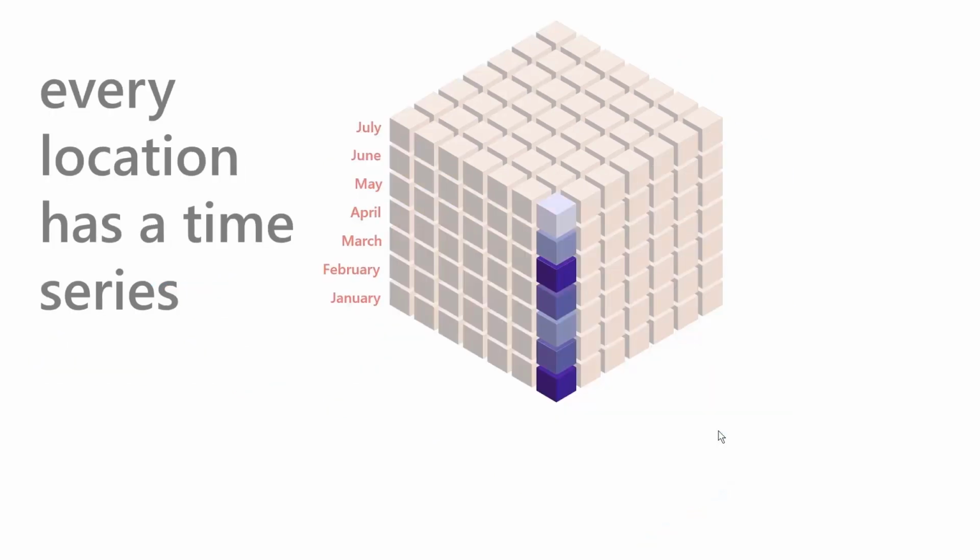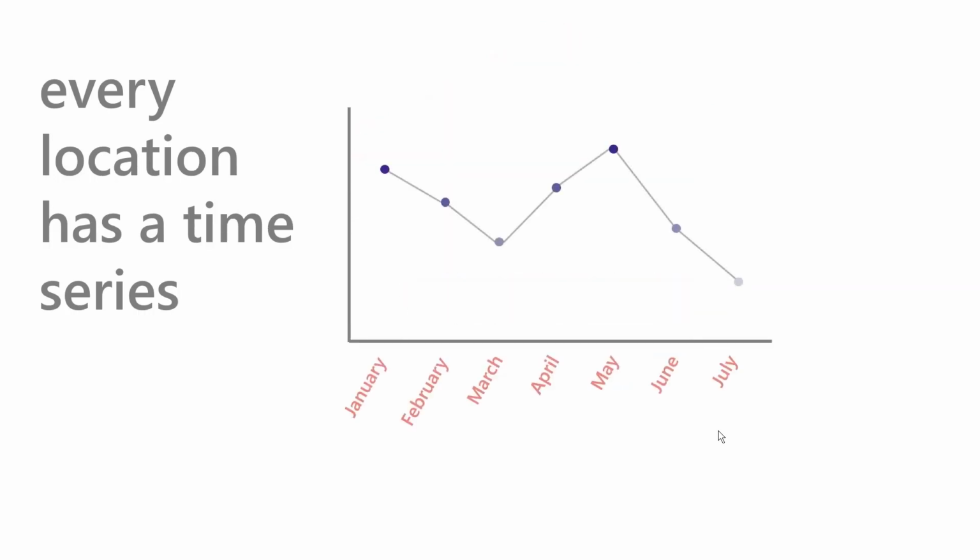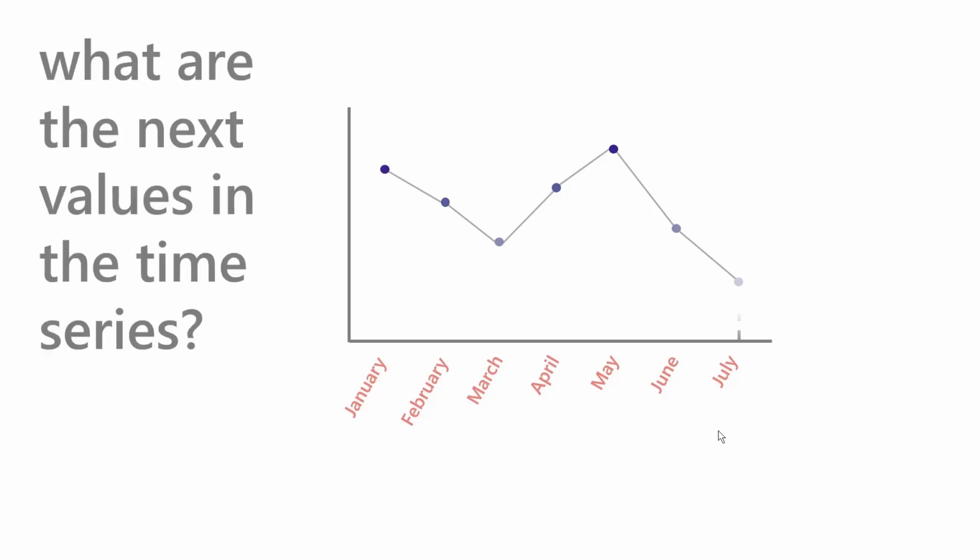If you recall, each column or location of the space-time cube represents a time series. Let's visualize the location's time series with time on the horizontal axis. This is a more common way to represent a time series. Here we have data for January through July, and our goal is to create estimates of the values for August and September, for example. So how do we accomplish this?